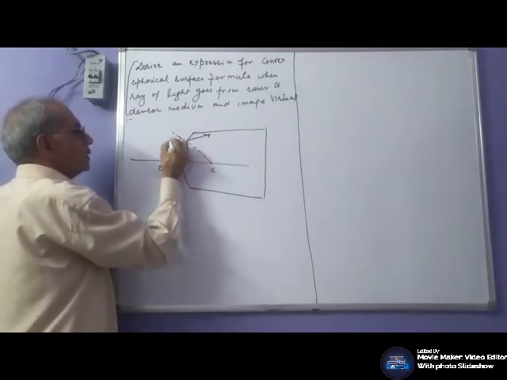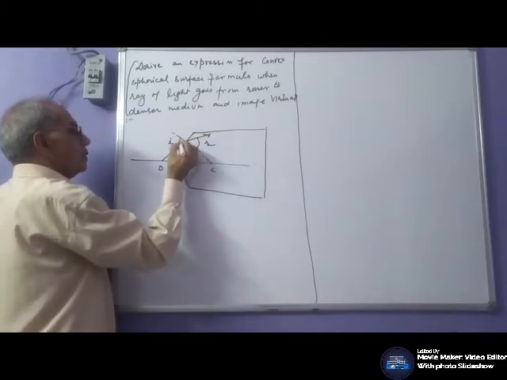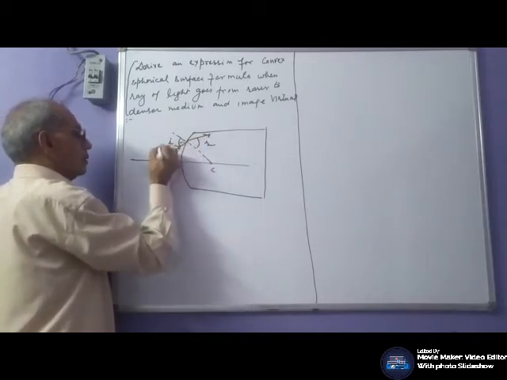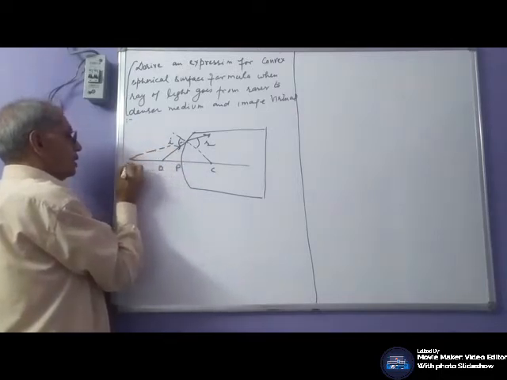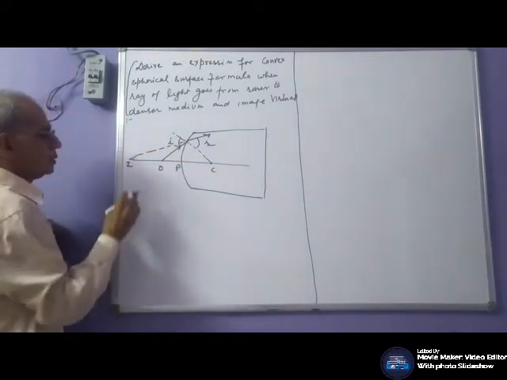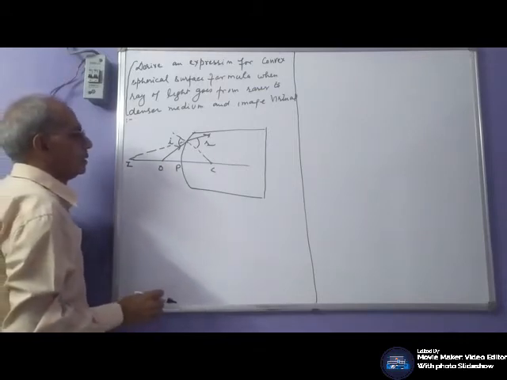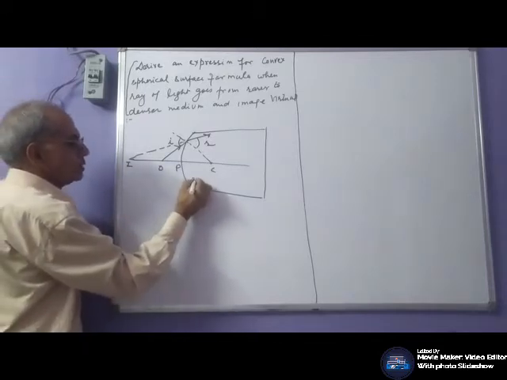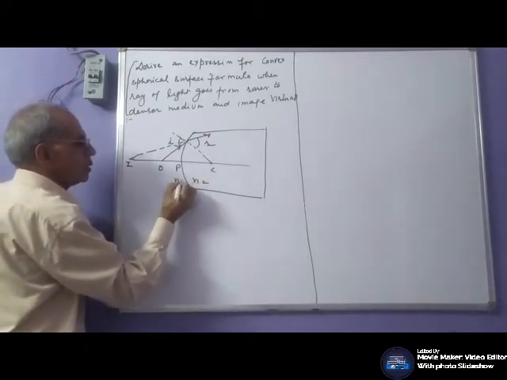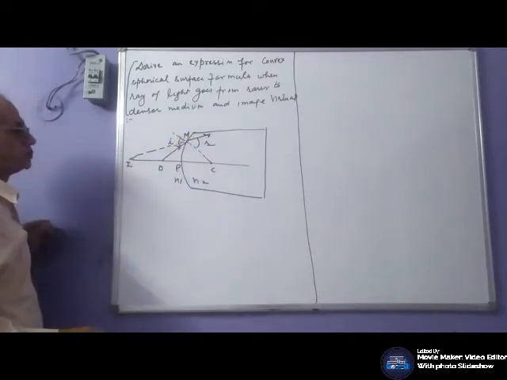This is I. This is R. Appear to meet. This is image. Same. This is N2. This is N1. This point is capital N.